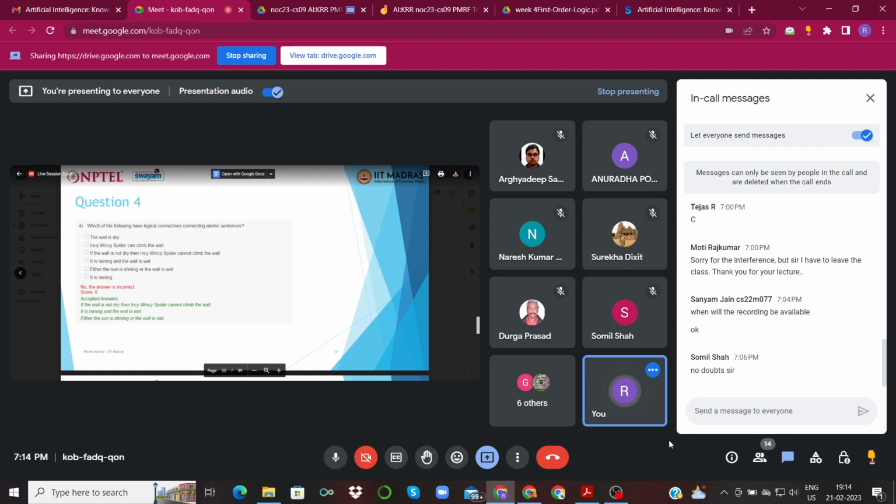The third one, though, has a logical connective, right? Because we have an if over here. So if the wall is not dry, then the spider cannot climb the wall, right? So this has some logical connectives like implication in there. So this is one of the correct options.